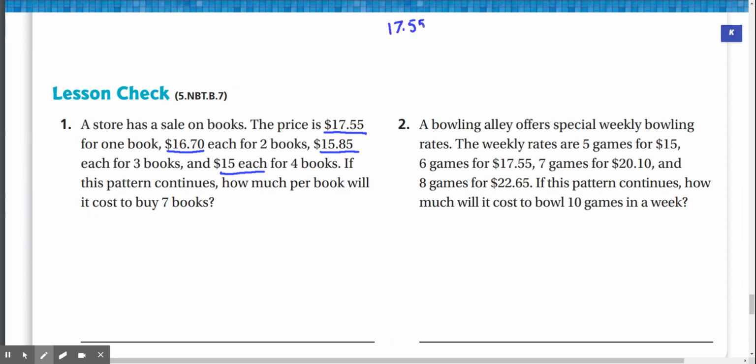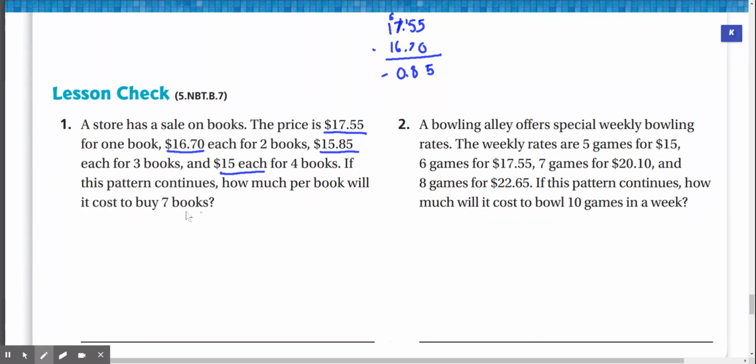17.55 and 16.70. 5 minus 0 is 5. And we can't do 5 minus 7, so we're going to regroup. It becomes 6 and 15. 15 minus 7 is 8. 16 minus 16 is just 0. So we get 0.85, which is our pattern. We are subtracting by 0.85 for every additional book that we're buying.